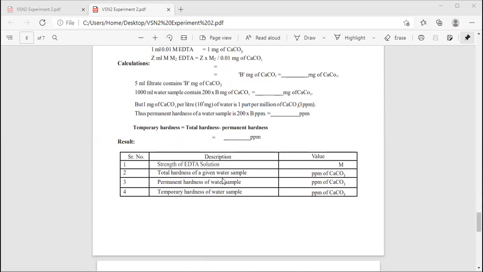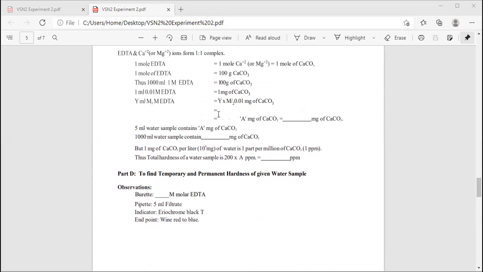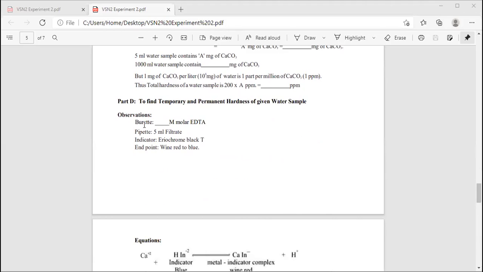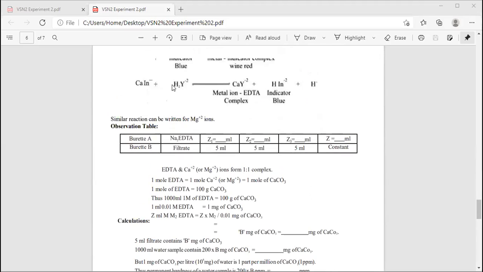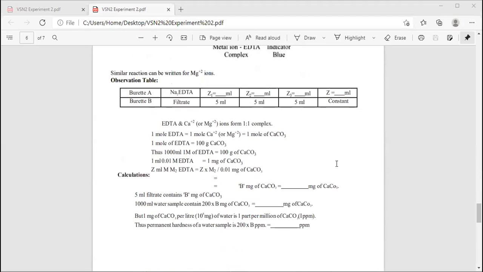Again, same calculation for टोटल हार्डनेस, परमानेंट हार्डनेस. टोटल हार्डनेस के लिए जो कैलकुलेशन किया था अभी, सेम कैलकुलेशन. ब्यूरेट A you have EDTA, ब्यूरेट B you have the boiled filtered water. Indicator is Eriochrome Black T. End point is wine red to sky blue. Again same reactions are there. Here 1.5, 1.7, 1.9. So it is 1.7.